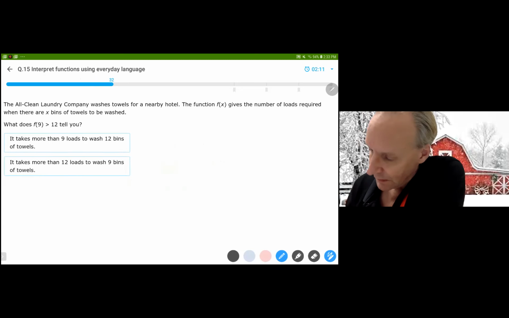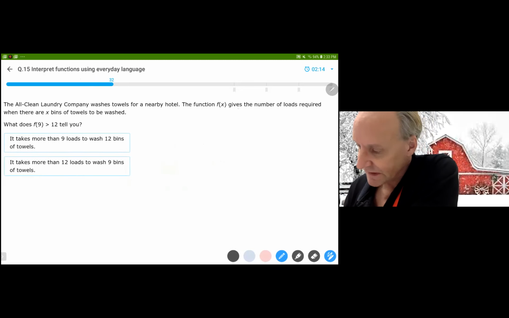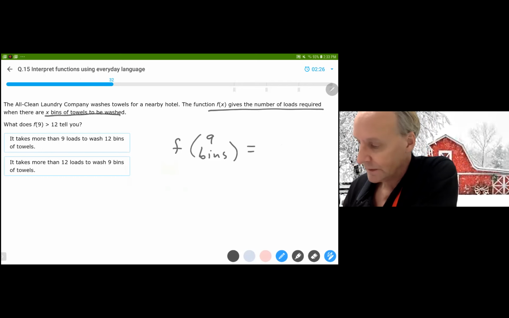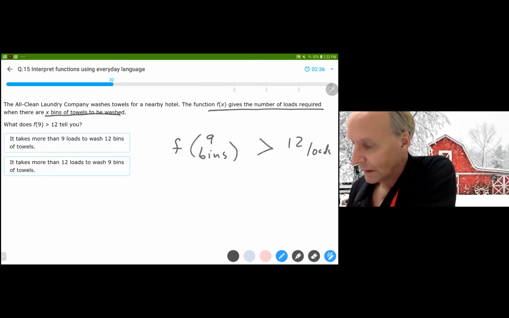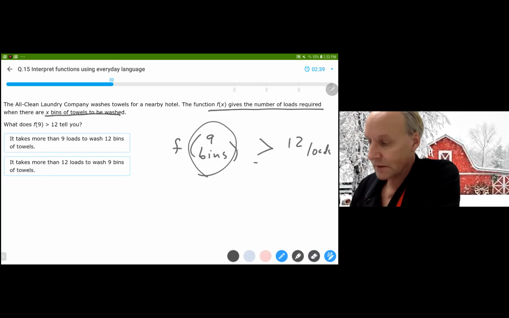All right. All Clean Laundry Company washes towels. F of x gives the number of loads required if there are x bins of towels. So f of, these are bins, and there are 9 bins, tells us greater than 12 loads. So 9 bins of laundry take more than 12 loads of laundry. It takes more than 12 loads to wash 9 bins of towels.